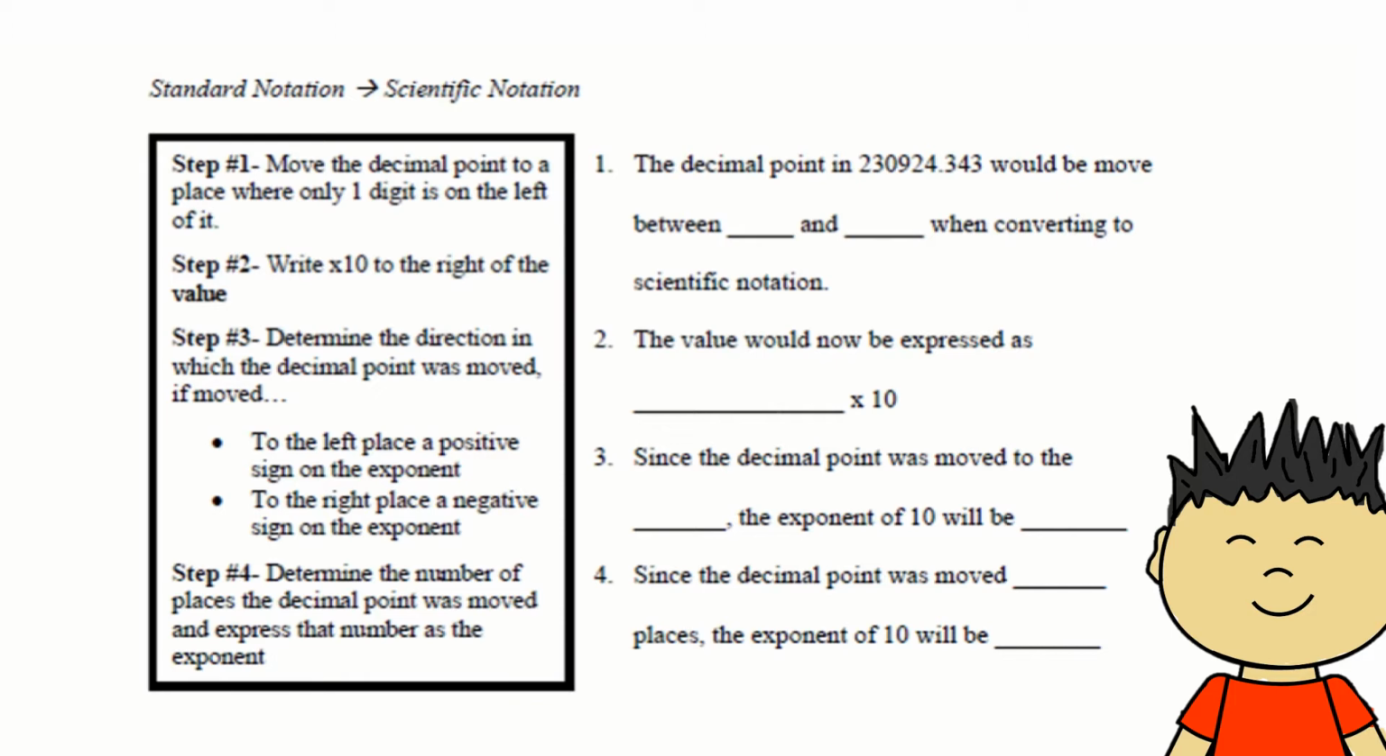Okay, so let's first start by addressing the 4 major steps to convert a standard notation value into a scientific notation value.